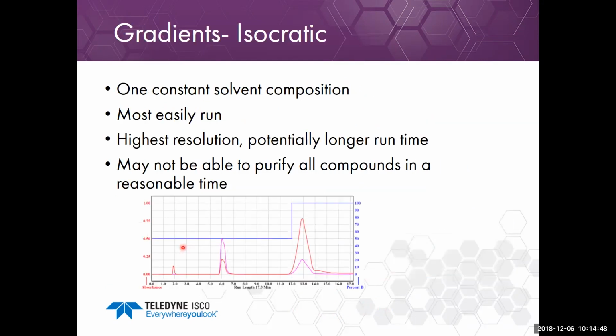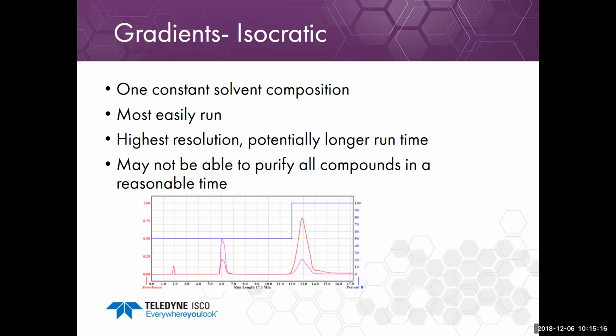Types of gradients you can run: isocratic is one constant solvent composition. It's the most easily run because you just set the solvent composition. It provides the highest resolution with a potentially longer run time, depending on the resolution that you need. You might not be able to purify all of the compounds in a mixture in a reasonable time because some of them come out very late.